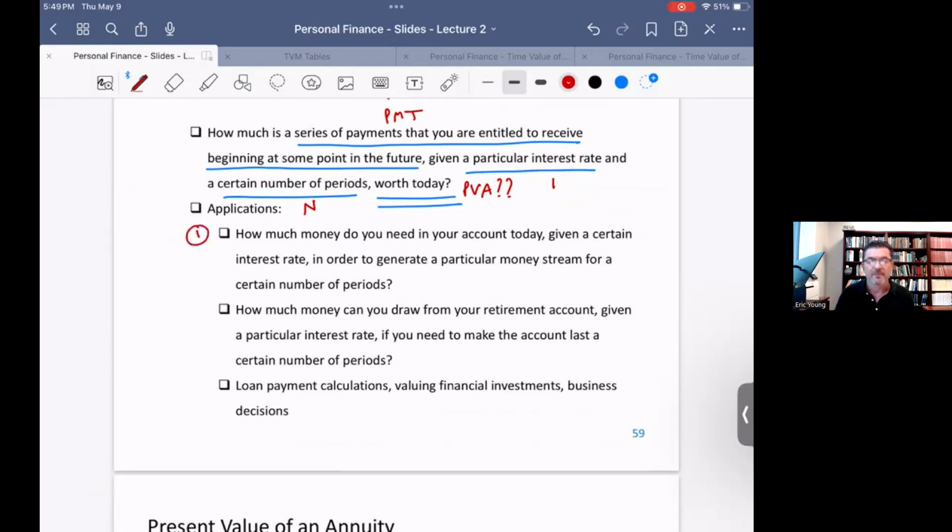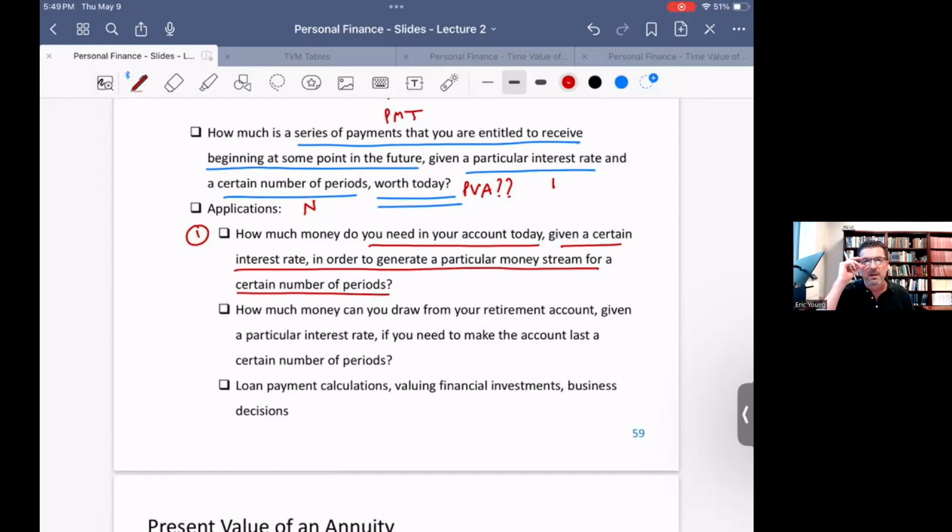Here's the most obvious one. If you think about retirement, the day that you retire, the day that you say, no more work, I retired today, you're going to need to have a lump of money in your nest egg that you can draw on every month or every year in retirement. How much money do you need to have in that nest egg today, given a certain interest rate, in order to generate a stream of money in your retirement?